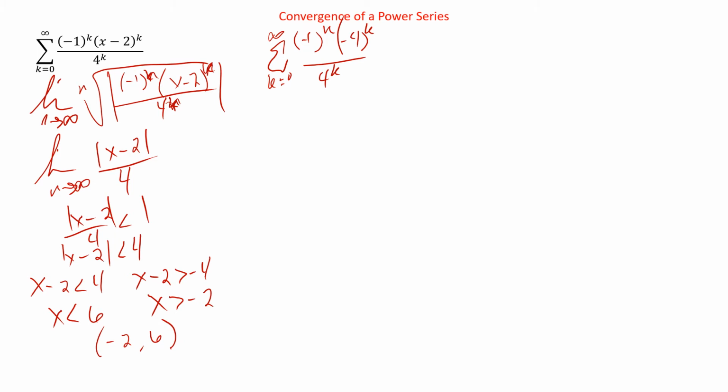So regardless of whether k is odd or even, notice that all the variables disappeared. This is just going to be the sum from k equals 0 to infinity of 1, which diverges, because it'll be 1 plus 1 plus 1 plus 1 plus 1. It's just going to keep getting bigger. So this diverges.